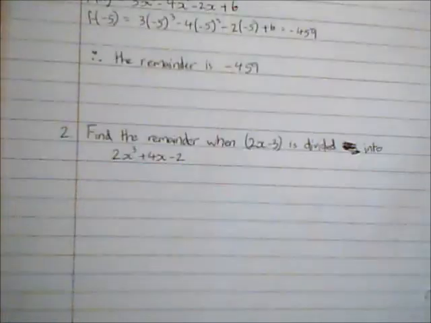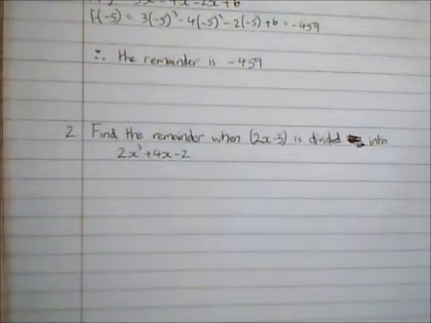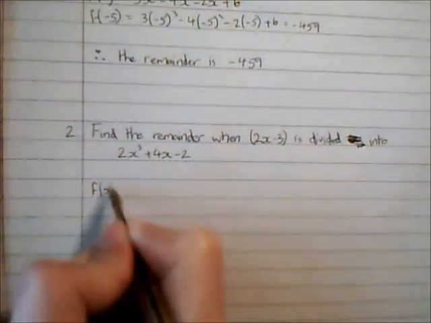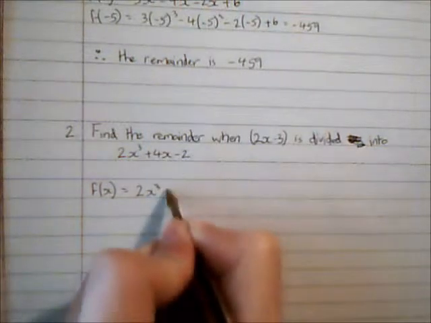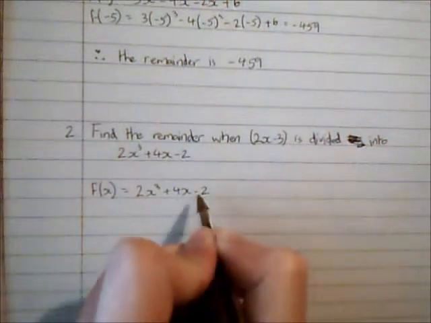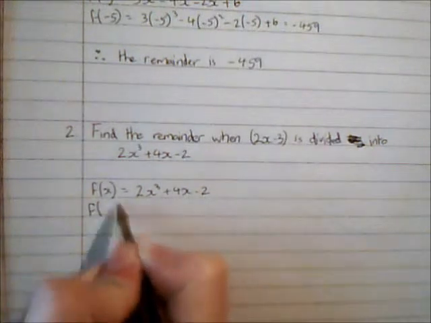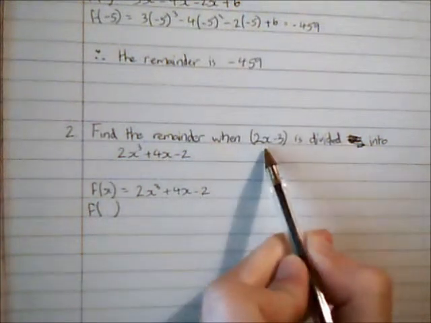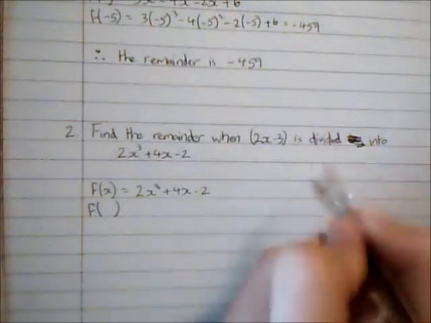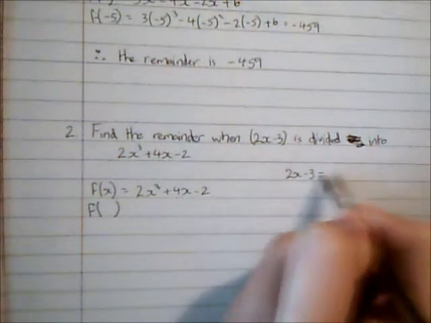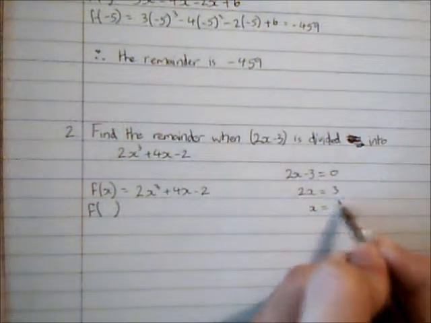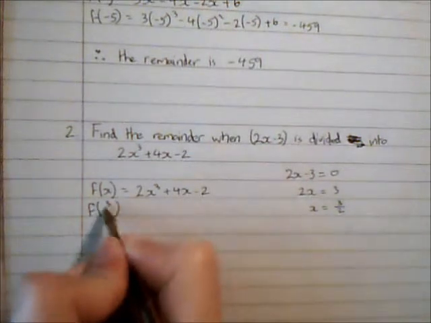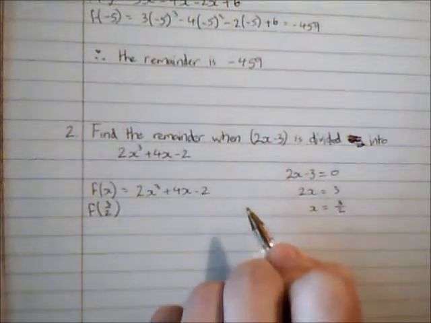So if I look at this second one, I'm going to go through the same process again. So I'm going to define my polynomial as a function of x, so let f(x) be 2x cubed add 4x subtract 2. So what am I going to evaluate here? Well, I need this to be equal to 0. So if 2x minus 3 is equal to 0, then 2x is equal to 3 and x is equal to 3 over 2. So it's f of 3 over 2 that I wish to evaluate.